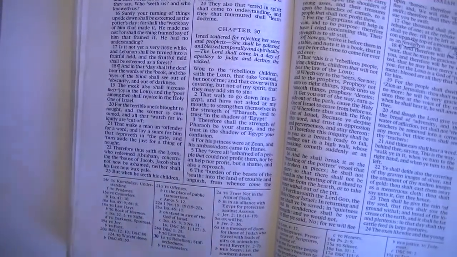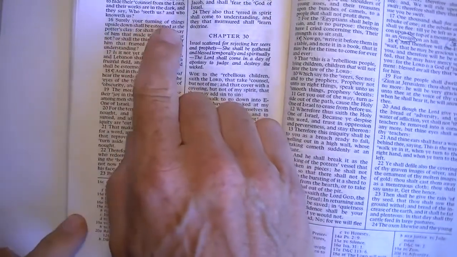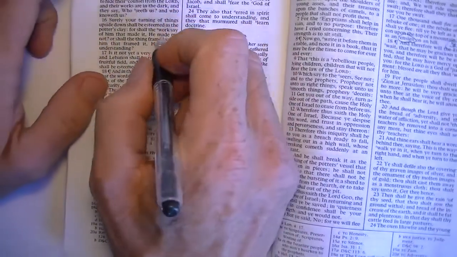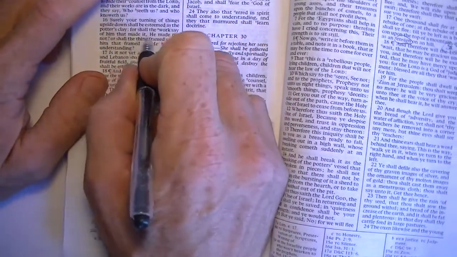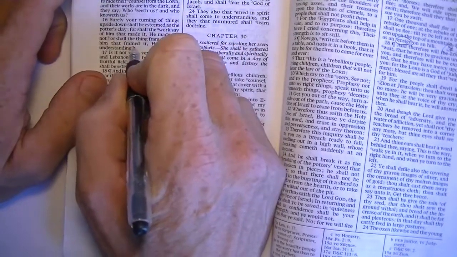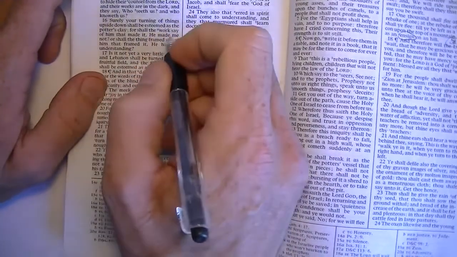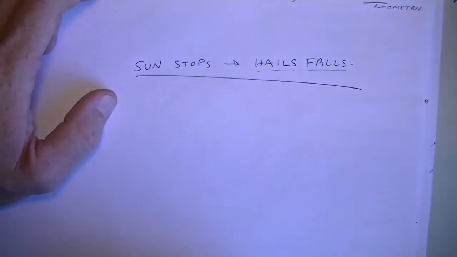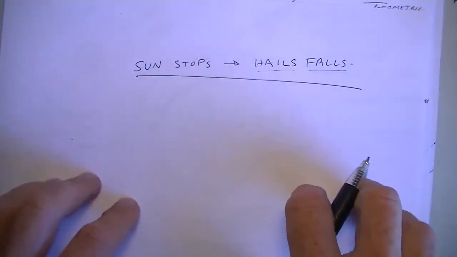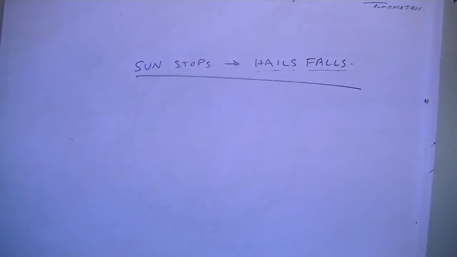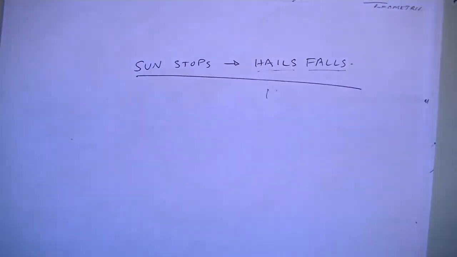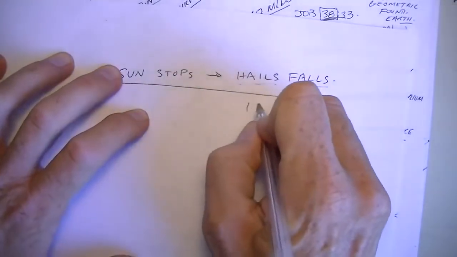Okay, it was verse 29:16. Surely your turning of things upside down shall be esteemed as the potter's clay. For shall the work say of him that made it, he made me not? Or shall the things framed say of him that framed it, he hath no understanding? So basically, man has turned things upside down. Man has turned the world, the earth, the universe, inside out and upside down. Okay, going back to hail falling. Okay, we got Isaiah 28.